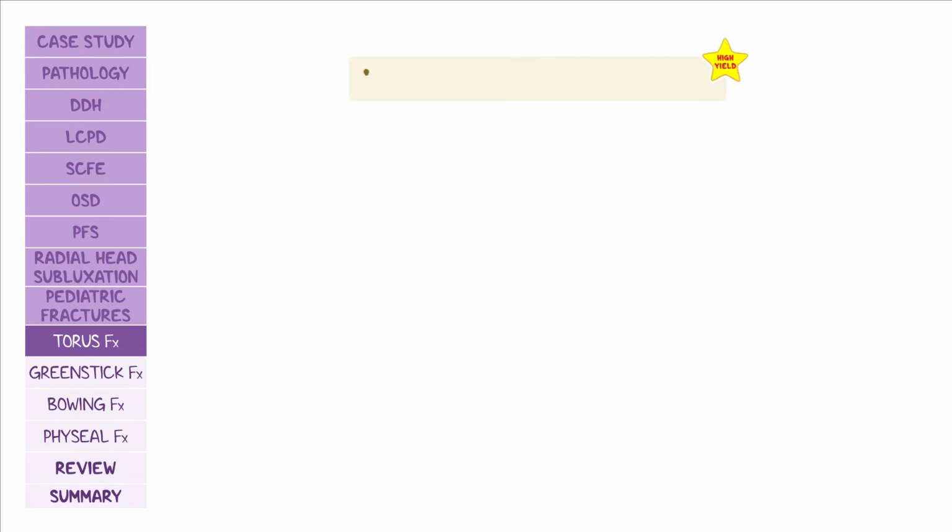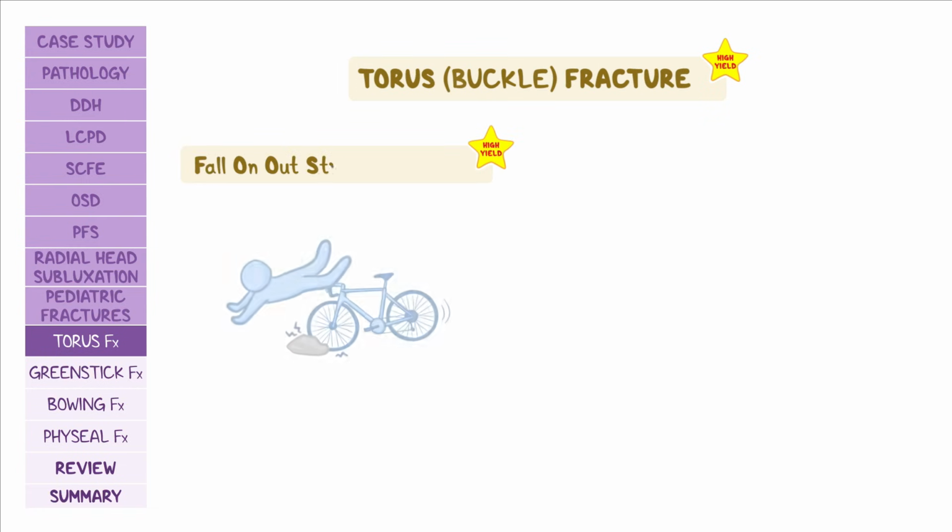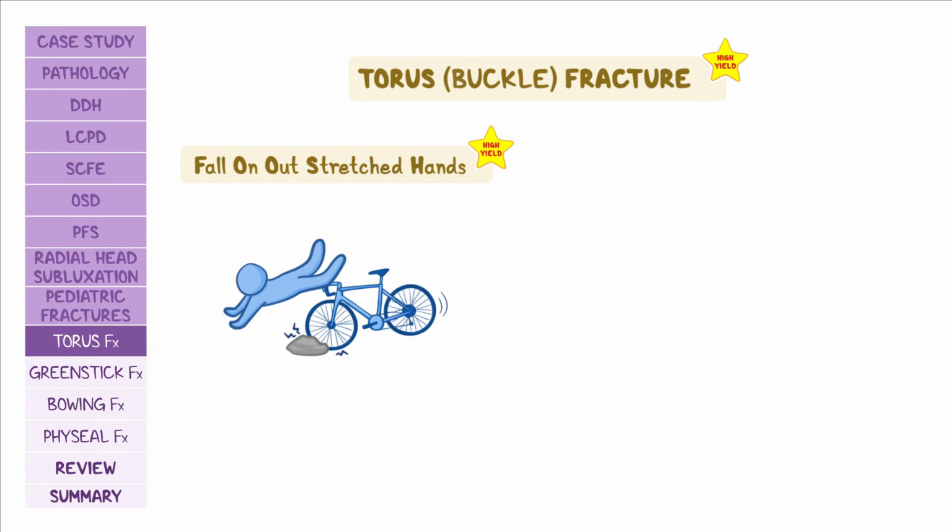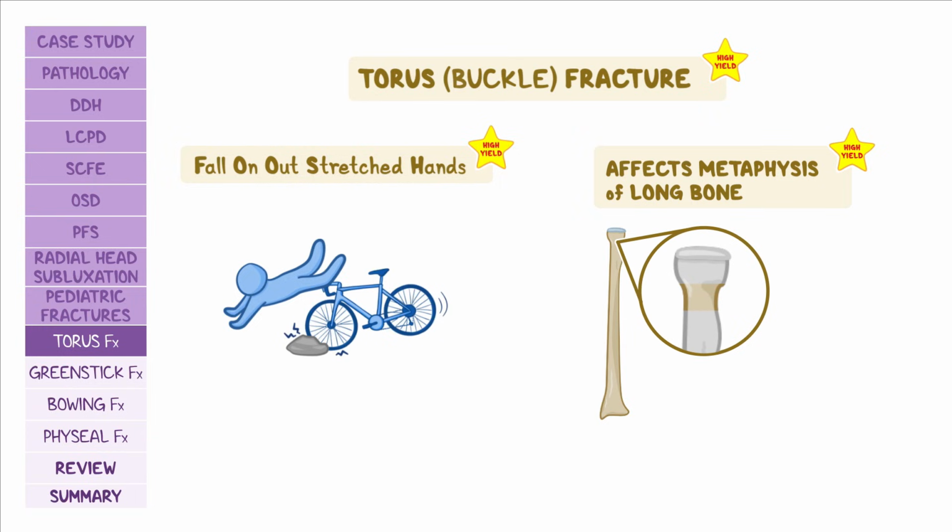Alright, let's start with torus or buckle fracture, which usually occurs following a fall on outstretched hands, also known as a FOOSH injury. For your exams, remember that this type of fracture commonly affects the metaphysis of long bones, because it's where the bone is most porous and thus the weakest spot.